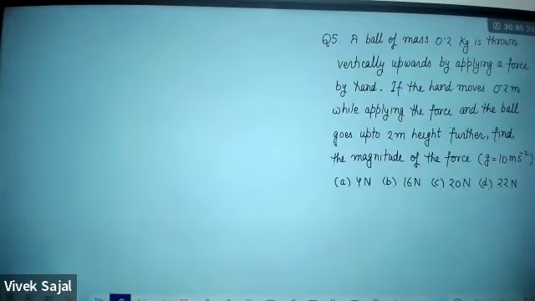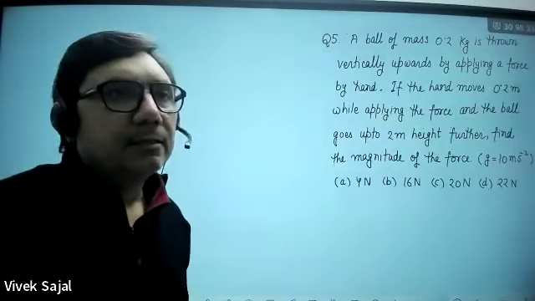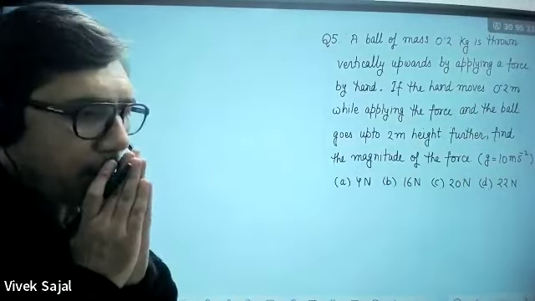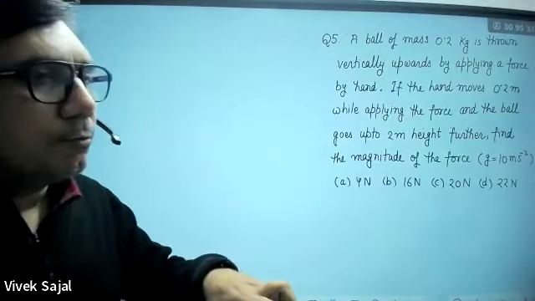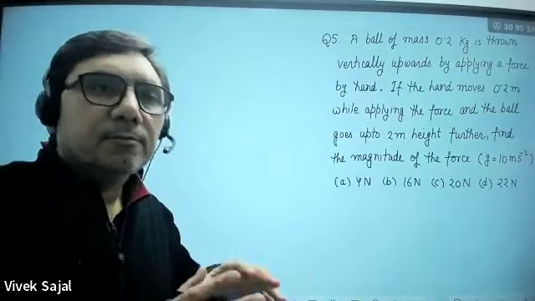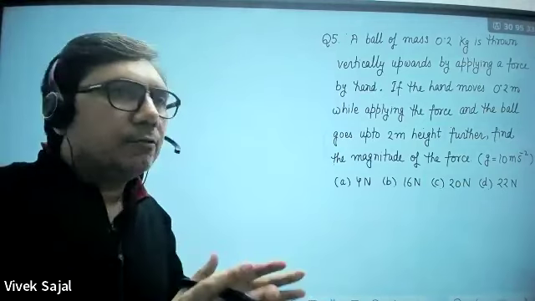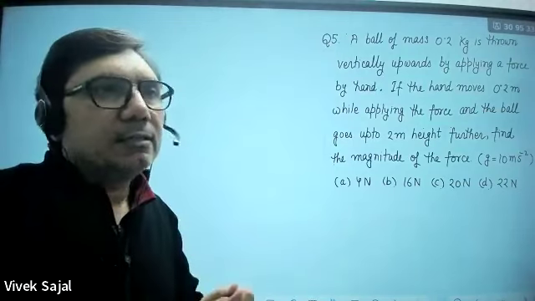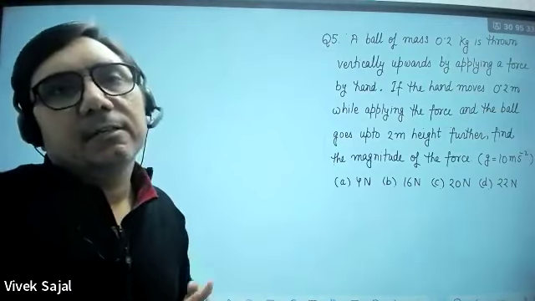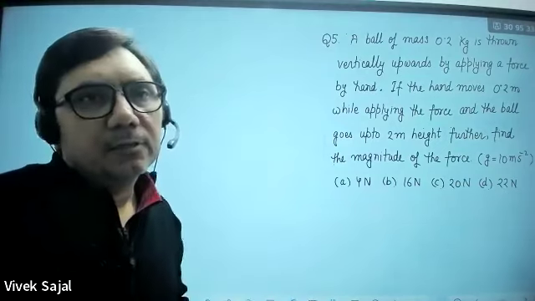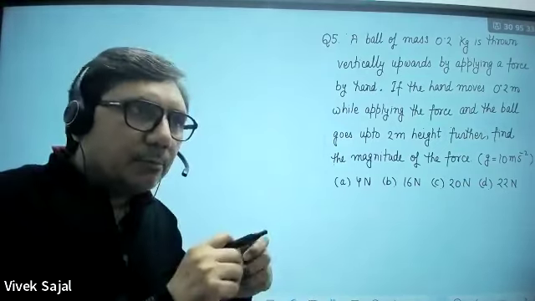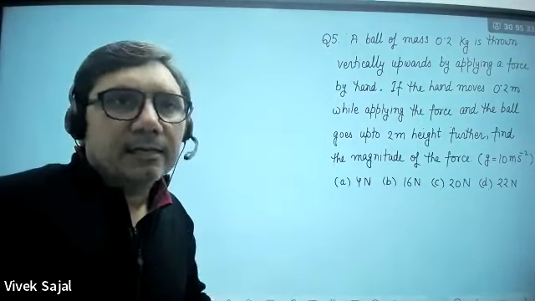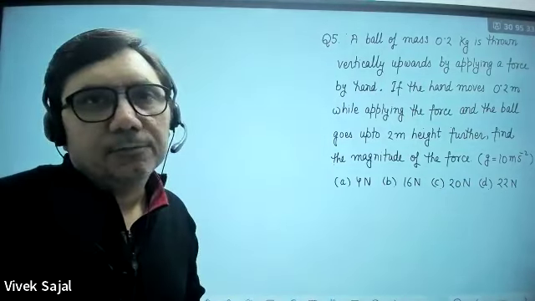Next, this is a very conceptual and very good question. A ball of mass 0.2 kg. If you look at your exam, you will find most of the questions from this section, Newtonian mechanics, are very conceptual and simple. You should just understand how to write the equation, most of the time the equation of motion. If you can write the equation of motion and represent the forces in the right direction, then you can easily solve the question.